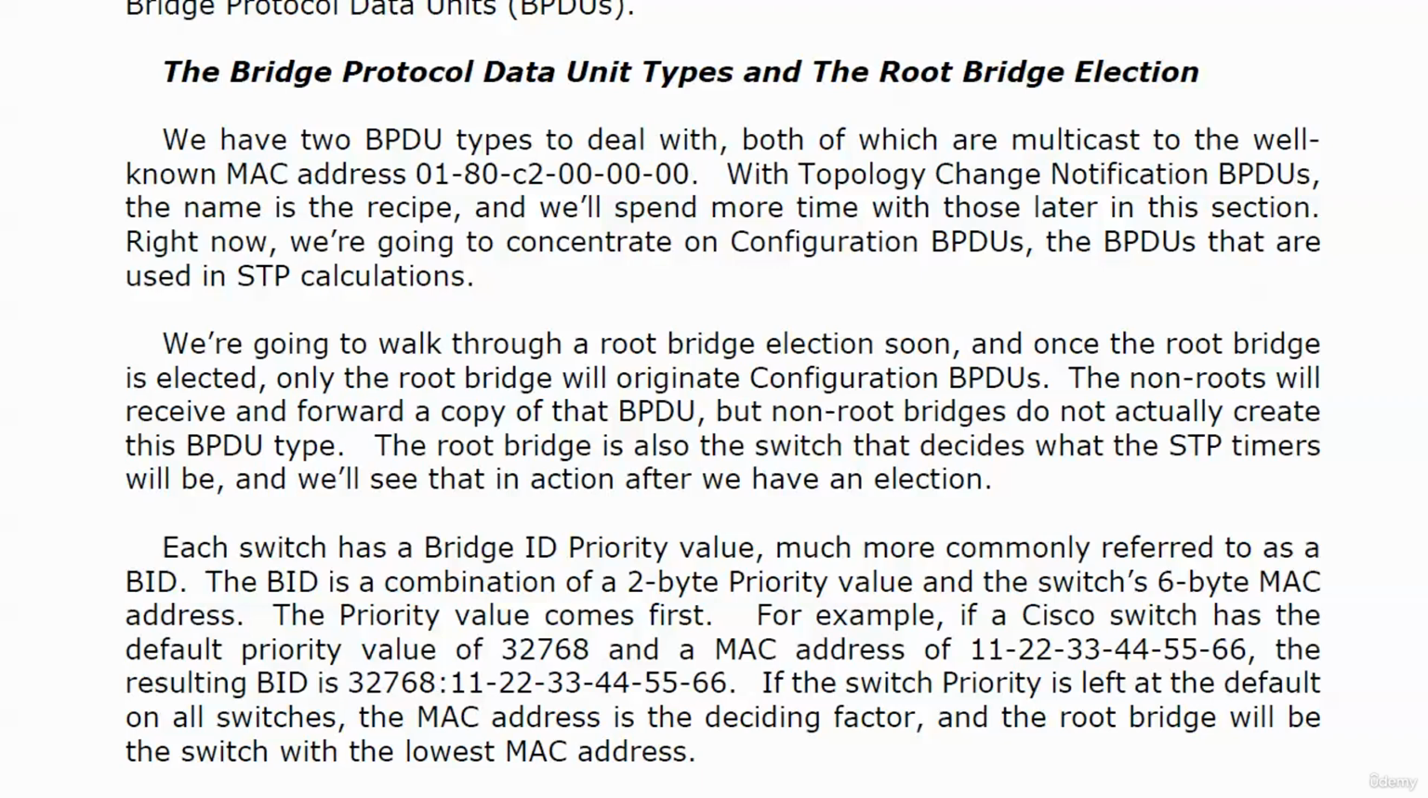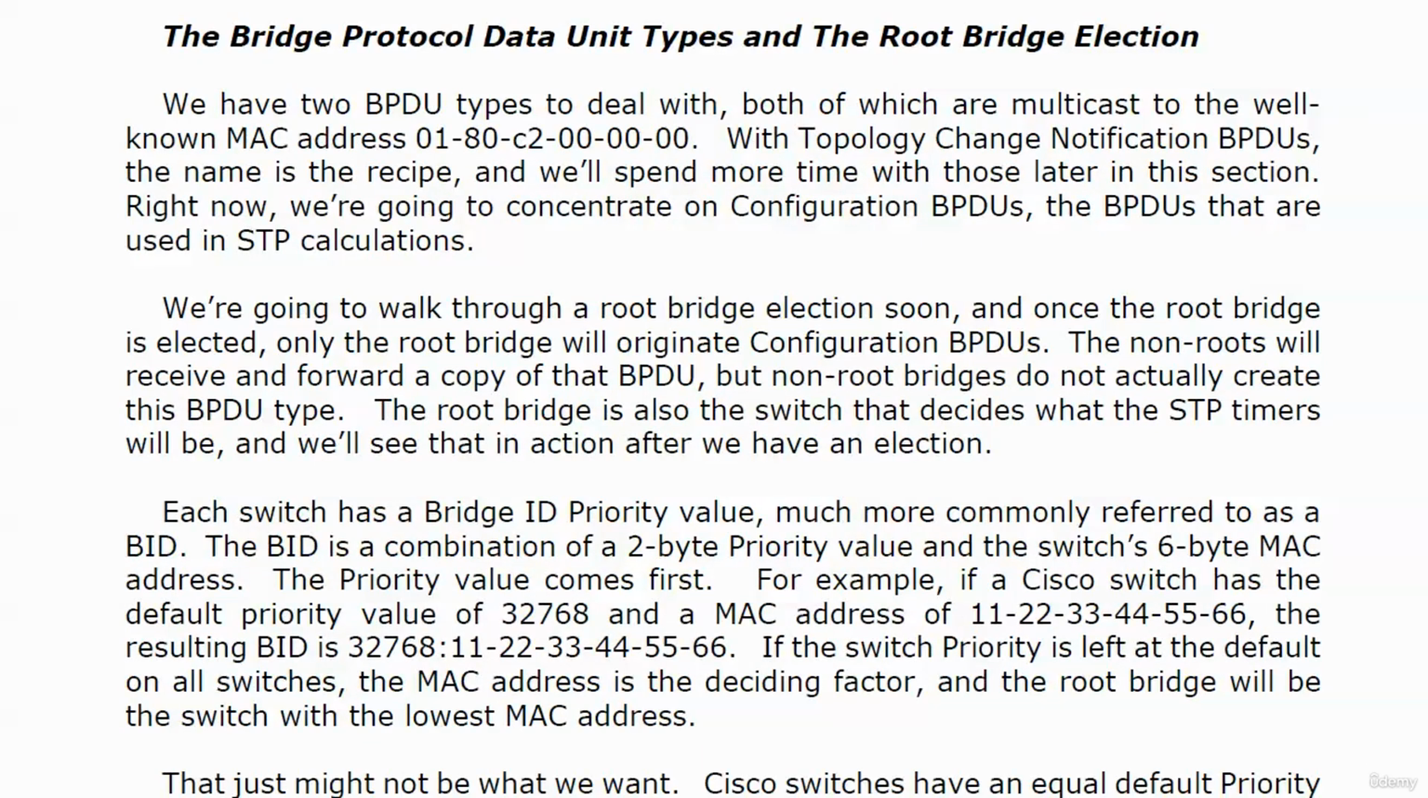Now when it comes to these bridge protocol data unit types, we have two different types to deal with, and both are multicast to the well-known MAC address 0180C2000000. And it might not have been well known to you before, but by golly, it is now.